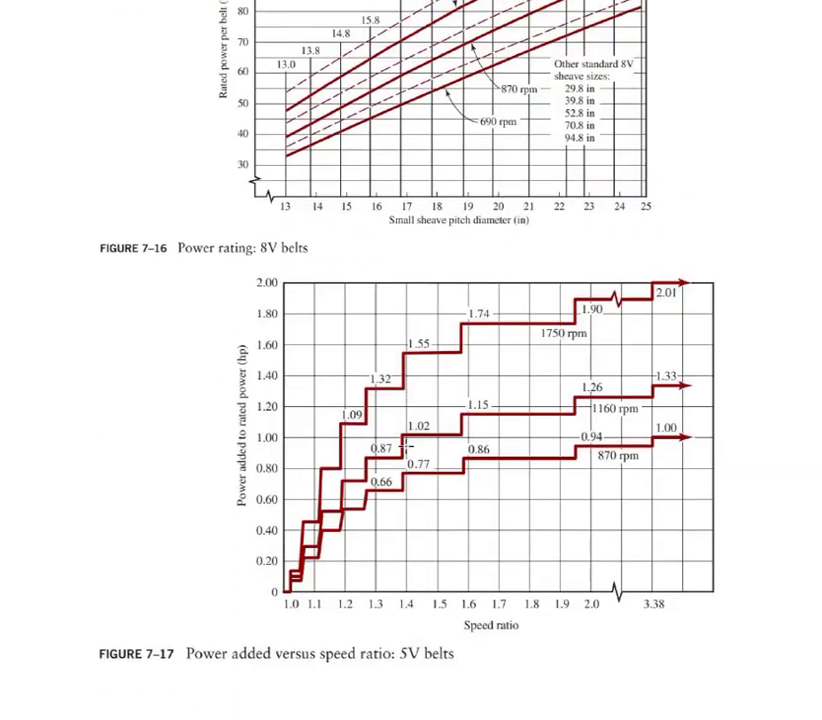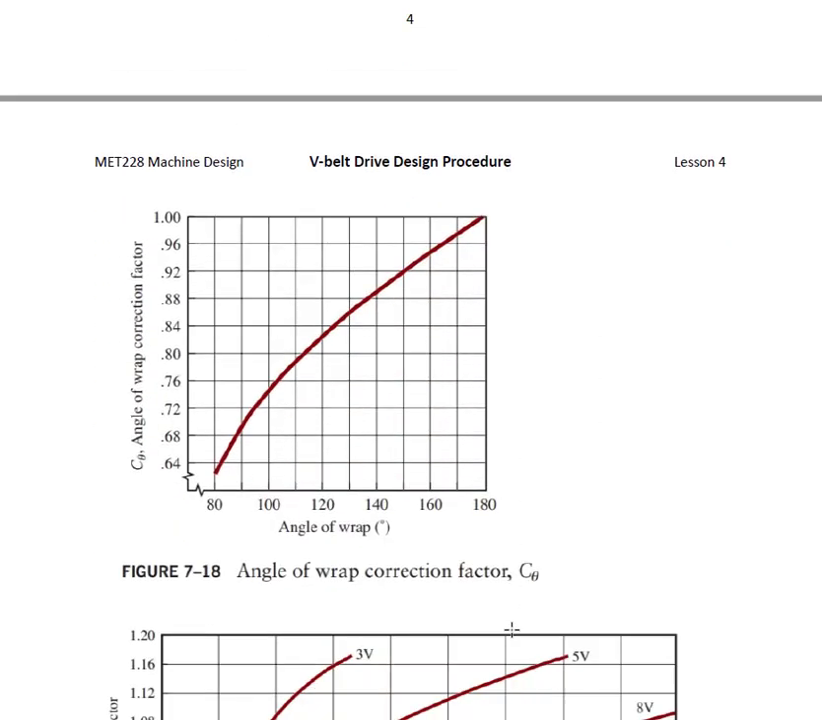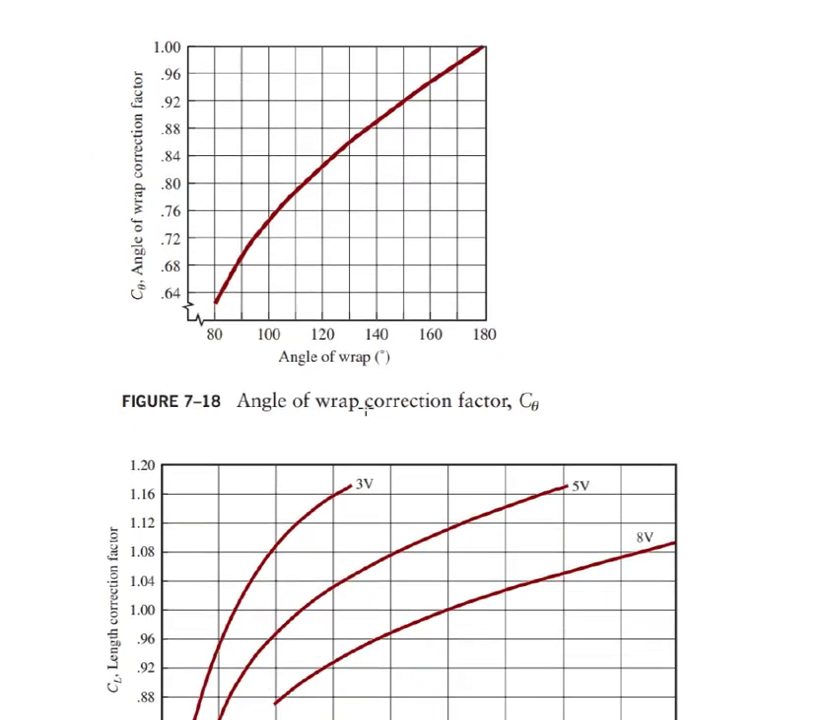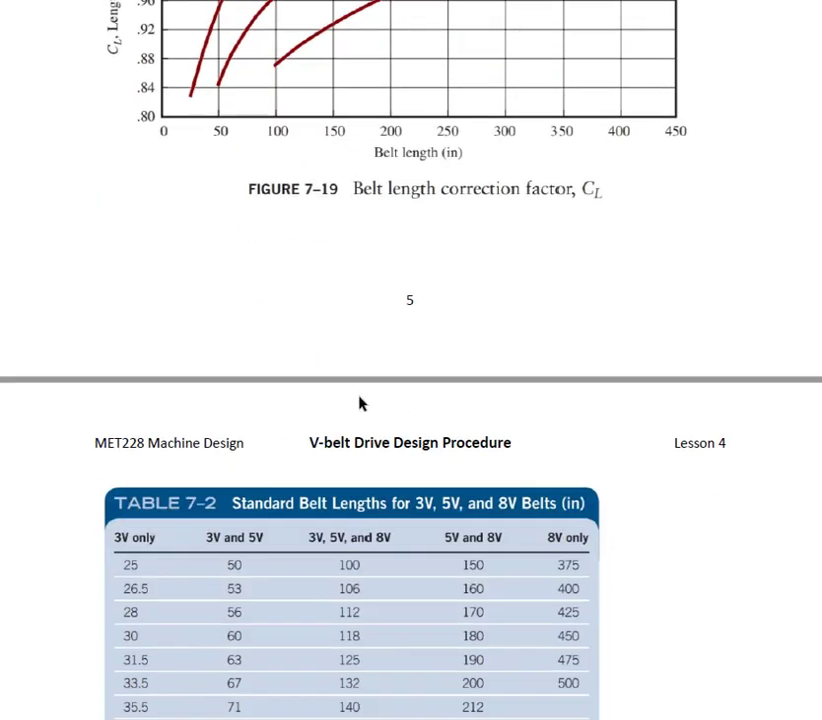Here is the power added versus speed ratio. We're going to have to use these charts. This one's only for 5V, so we're not going to do that step if we have a 3V or an 8V. Then we've got some correction factors. You'll see these showing up in your steps too, and so these are the other correction factors.